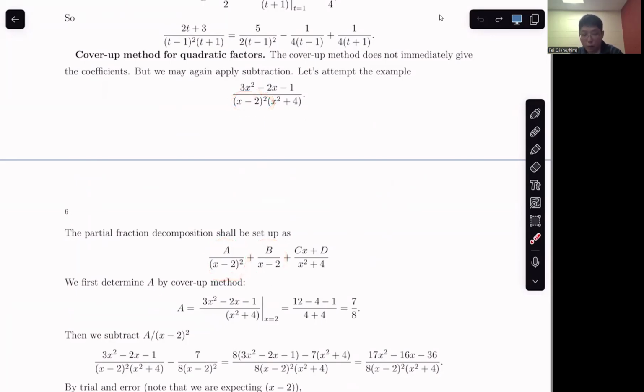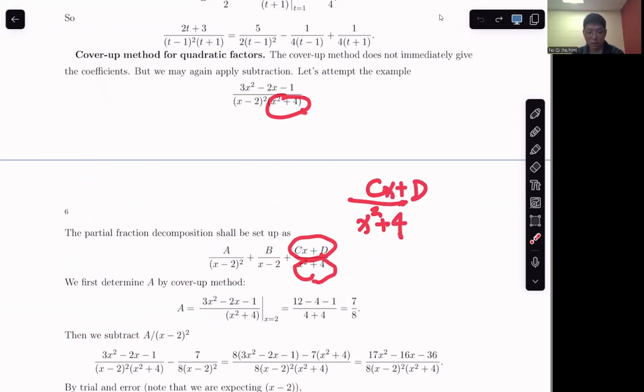For the quadratic factor, namely x squared plus 4 over here, what you should do is, downstairs you have x squared plus 4, and upstairs you have cx plus d. So make no mistake, you should have a degree 1 polynomial on top. It's not going to be c over x squared plus 4 that easy. That won't be the case. For quadratic factors, it's always going to be cx plus d. It should be a degree 1 polynomial instead of a constant.